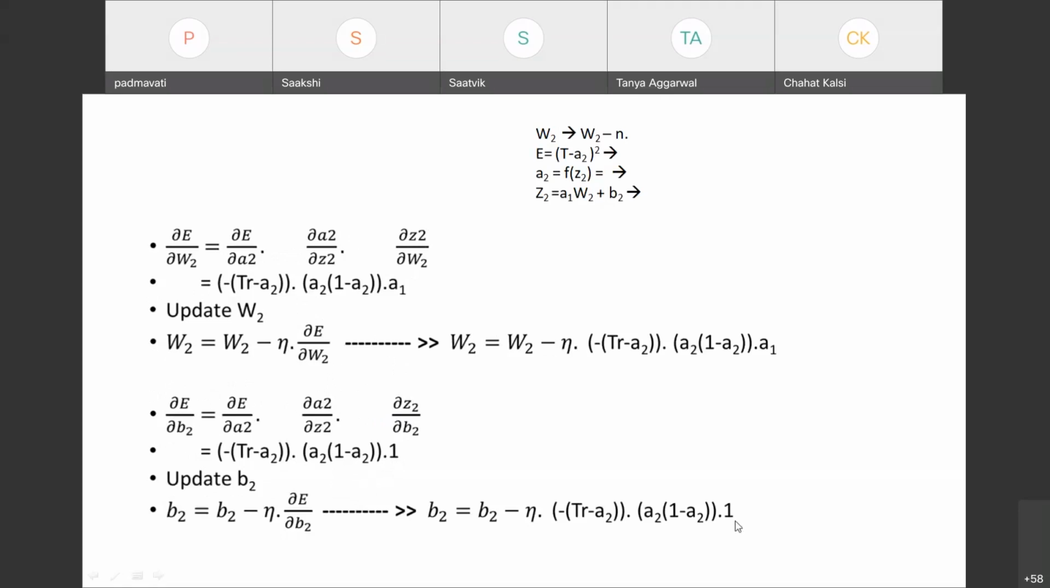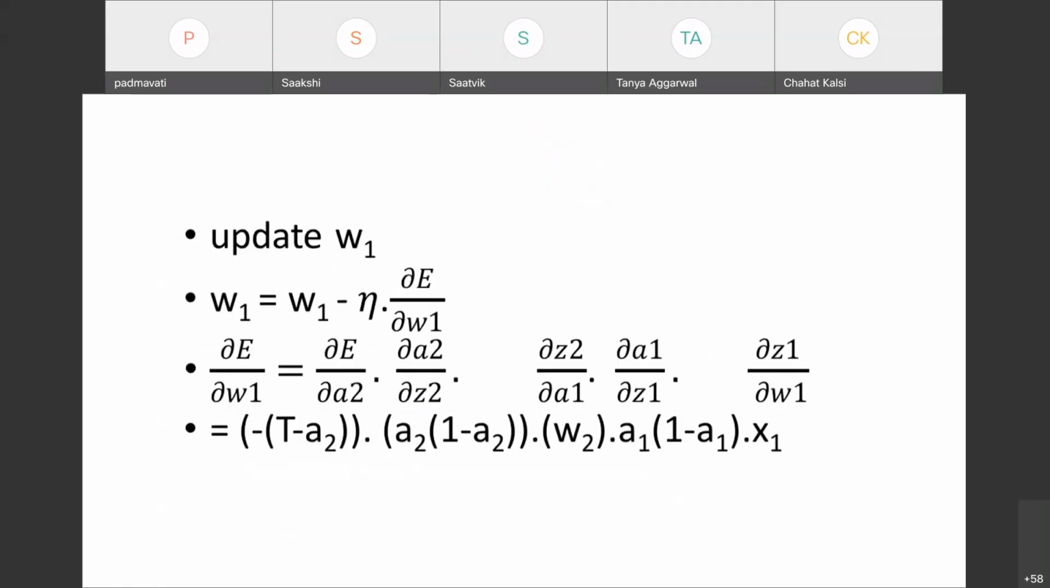It comes out to be 1. Fine. So once we get this equation, I will be using that to update W2. Similarly, once we know this equation, I will be using this particular equation to update B2. Fine.